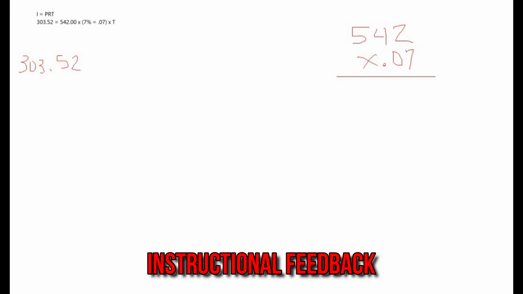Having said that, going back to our problem here, so 7 times 2 is 14. Carry 1. 7 times 4 is 28, plus 1 is 29. Carry 2. 7 times 5 is 35, plus 2 is 37. And now we're going to put our decimal 2 places in a 2-place position, because we have 2 places here. Okay, so that's actually going to be $37.94.